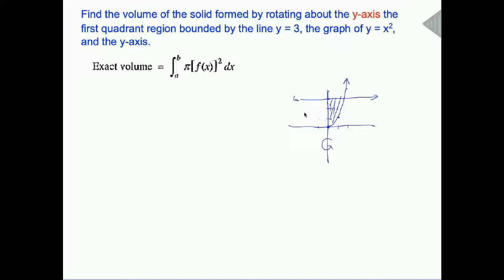All right, so we're going to need to think about this a little bit differently. We're not going to be doing this in terms of x here. We need to do this in terms of y, because we're going to be rotating around the y-axis. So we're going to change this up a little bit for rotating about the y-axis.